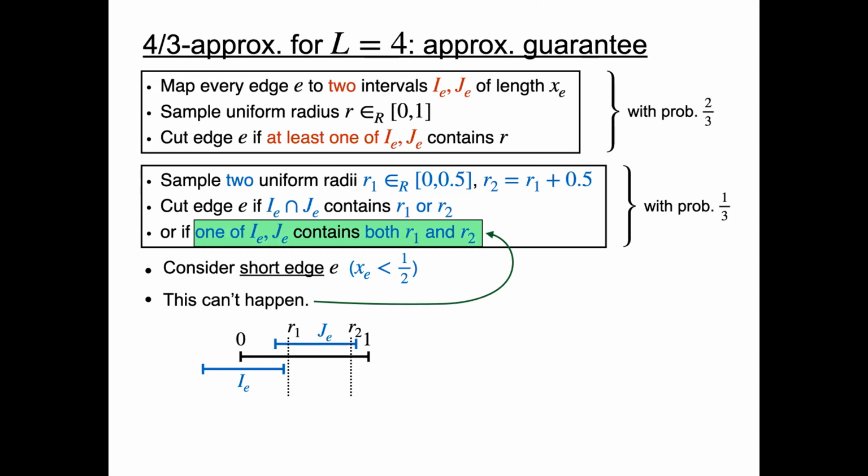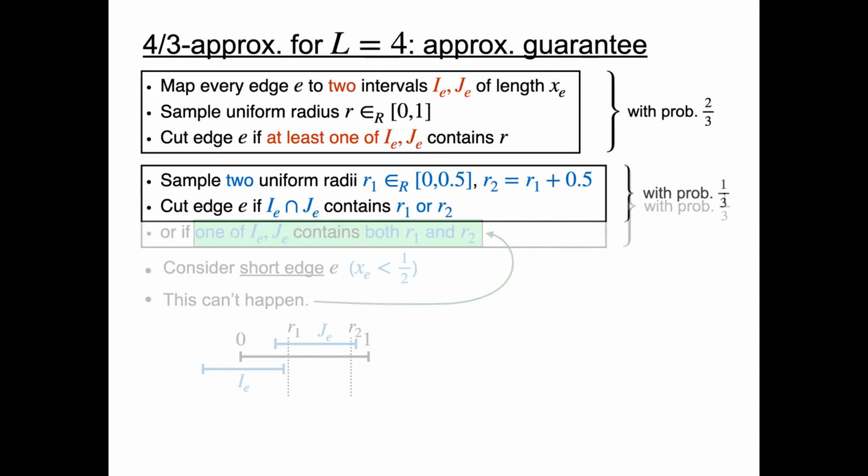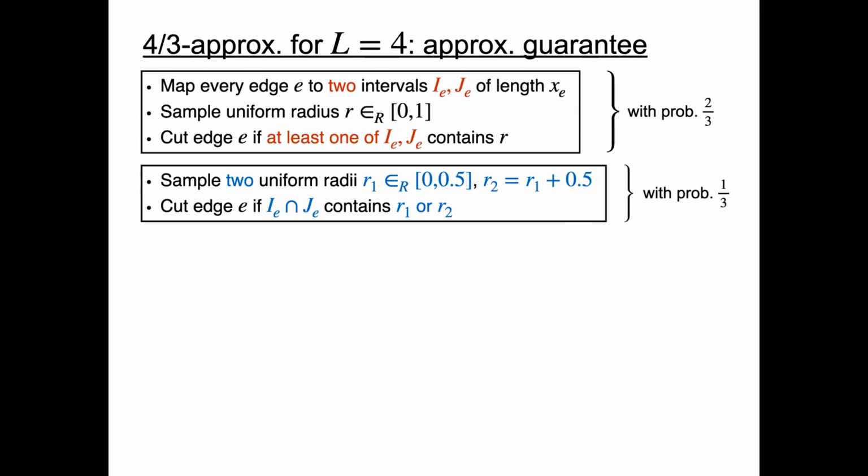And in this case, just note that this last criterion can't happen, right? We can't have an interval of length strictly greater than half that contains two radii that are distance half apart. So we're just going to ignore that part of the algorithm and very quickly analyze what the probability is of cutting any given edge. So in the first cut, that probability corresponds to the union of these two intervals, right?